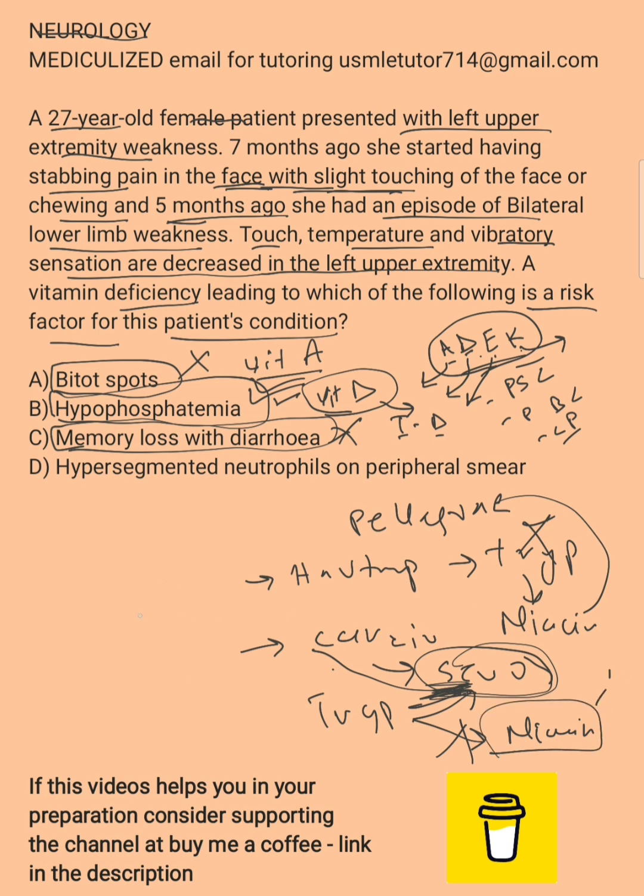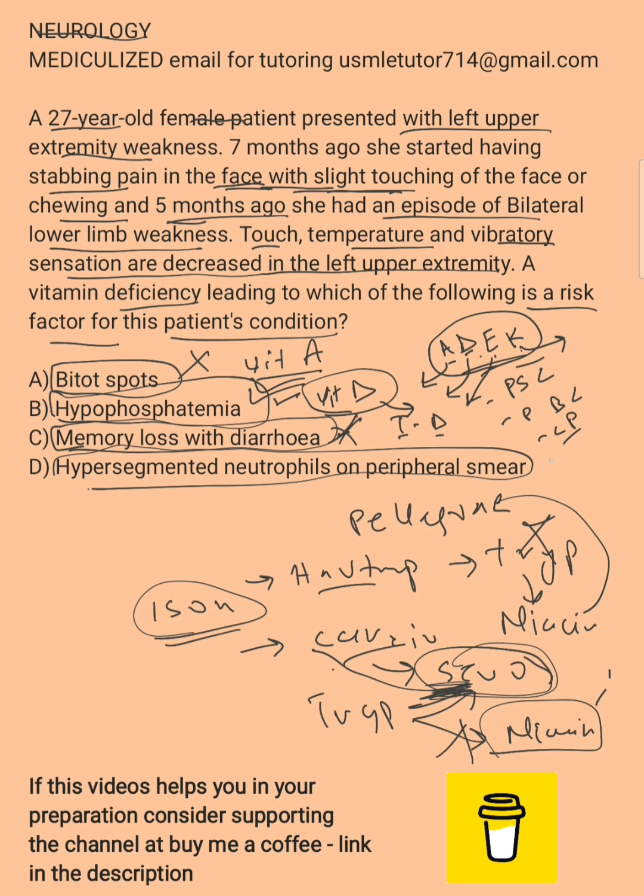And the third is isoniazid. Remember, isoniazid opposes the effects of niacin. So that causes the deficiency with isoniazid use. So these three conditions you should have in mind for niacin deficiency. So you get diarrhea, dermatitis, dementia, the 3 Ds. The 4th D is death. Then we have the hypersegmented neutrophils on peripheral smear.